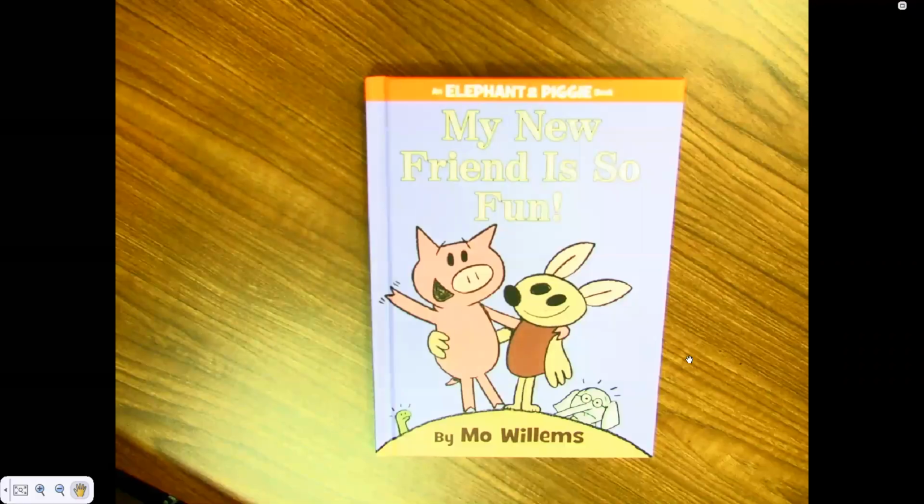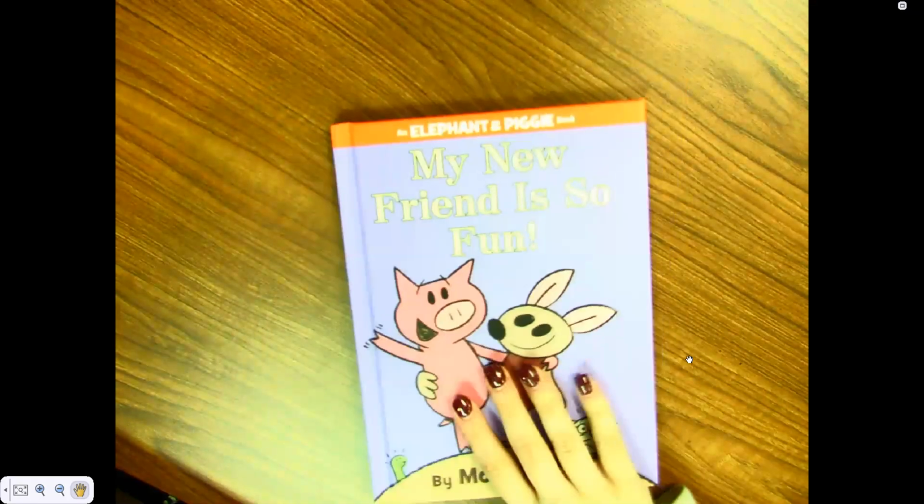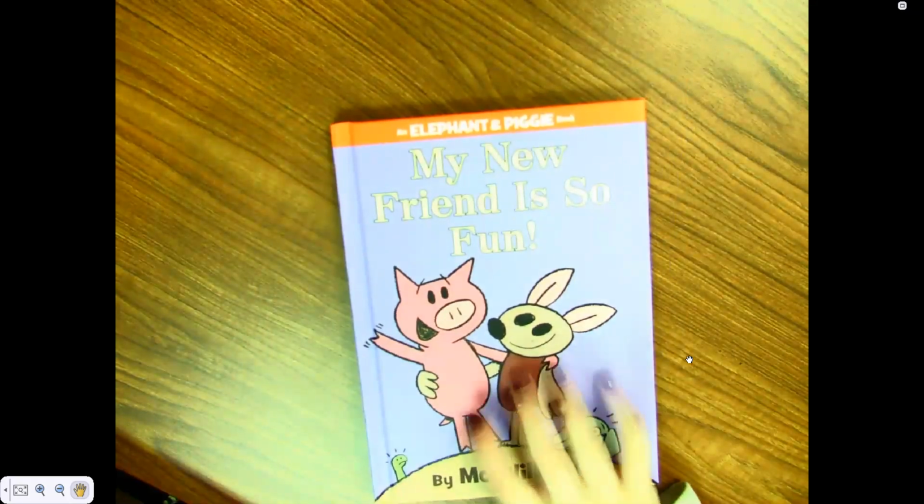In our reading lesson, before we get into digging into My New Friend Is So Fun, I actually want to talk first about the difference between a major and a minor character, okay? The difference between a major and a minor character, because there are differences between the two. Not all of our characters are going to be major characters, and not all of our characters are going to be minor characters.